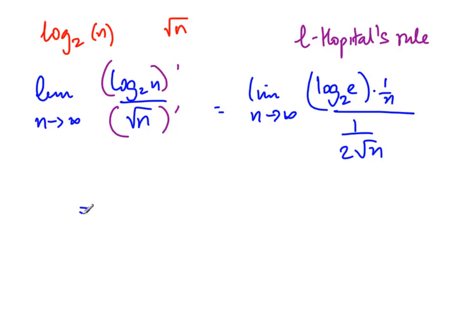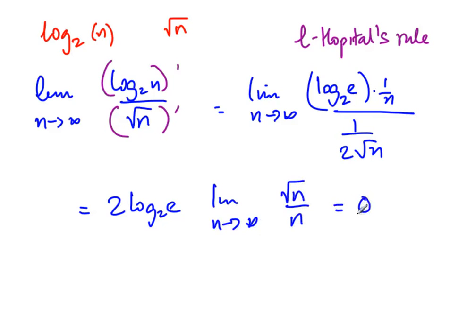And if we simplify this, we'll get 2 log e, because this doesn't depend on n, outside. We get this limit as n tends to infinity of root n upon n. And this actually goes to 0. So since this goes to 0, this shows that actually log 2 of n is smaller than square root of n. So this is actually big O of square root of n.